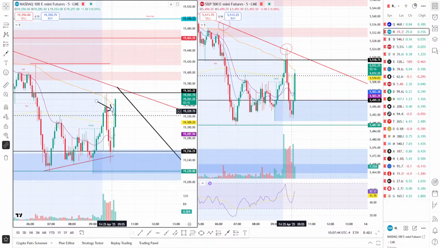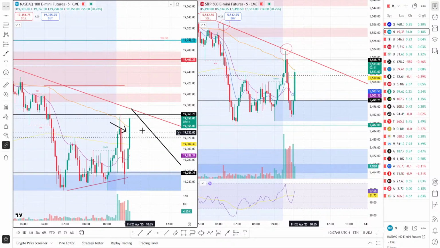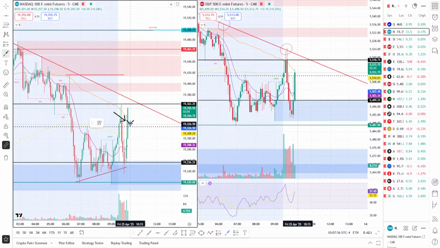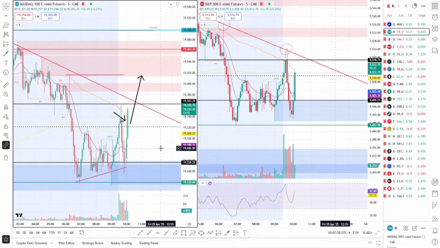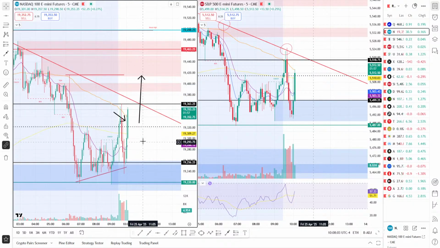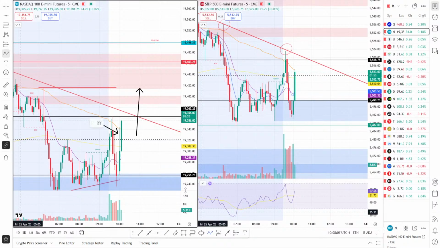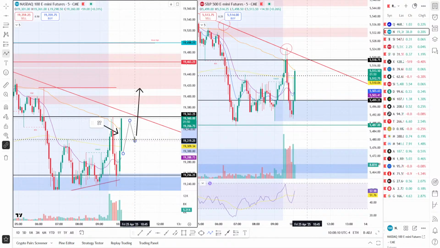Very strong move here, through yesterday's close and through the VWAP. Very strong. Now I'm looking for price to come up and take these highs up here. This is looking very strong, so we might not get a pullback. If we could get a pullback on the way up, this might just go straight up.